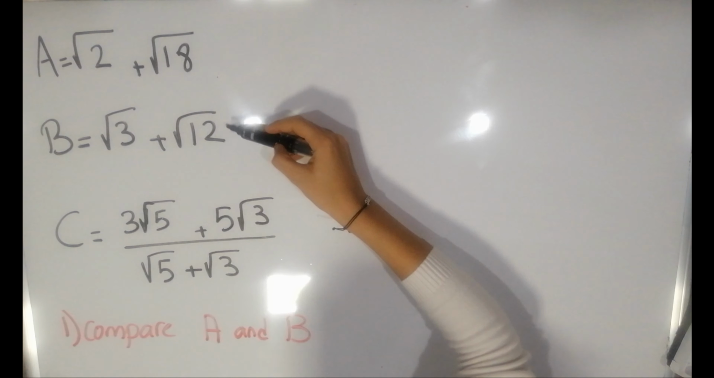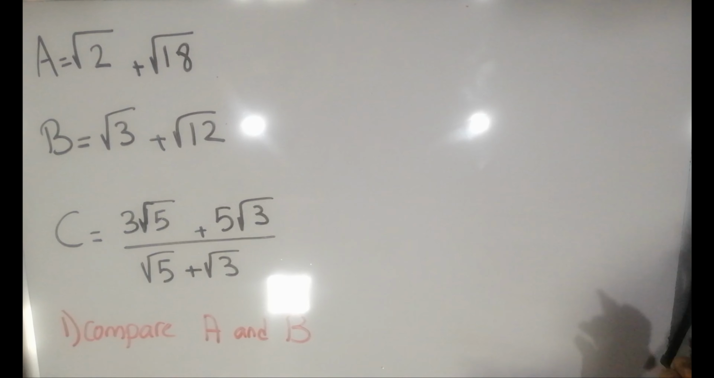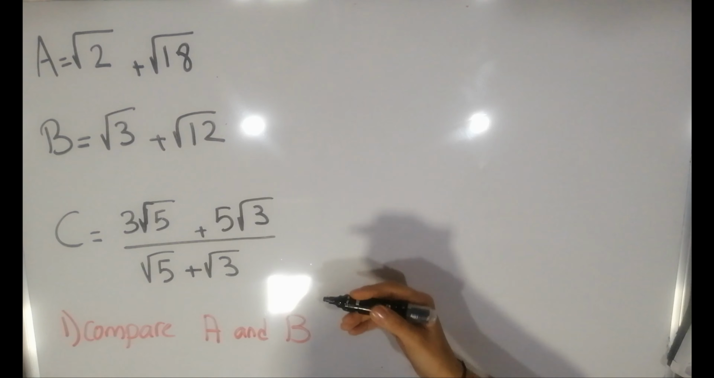So here is A, here is B, and we want to compare them: which is greater, which is smaller, or are they equal? In order to compare them, first of all, they should be written in their simplest form. And we notice that they are not written in their simplest form, because 18 may be factorized, and 12 may be factorized. So let's start with A, which equals radical 2 plus radical 18.